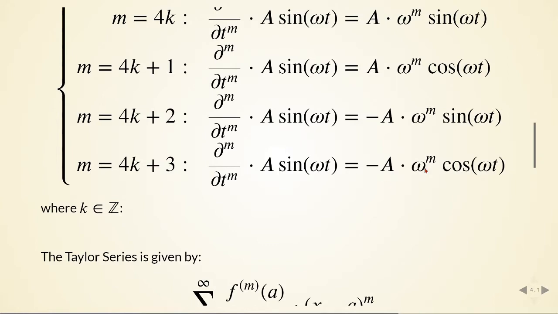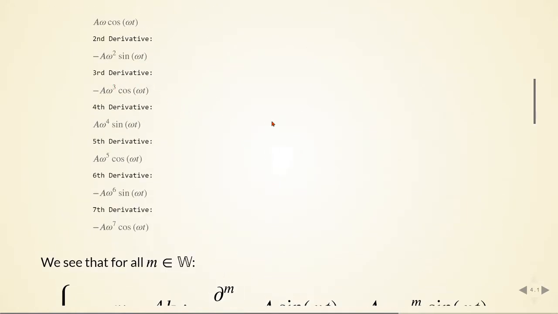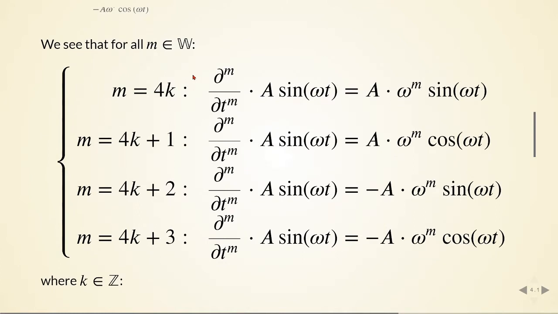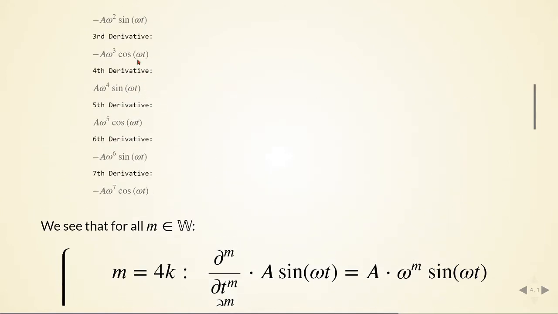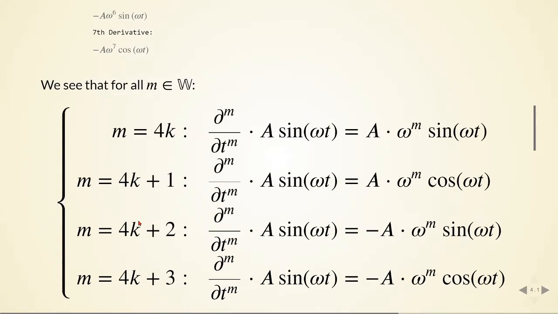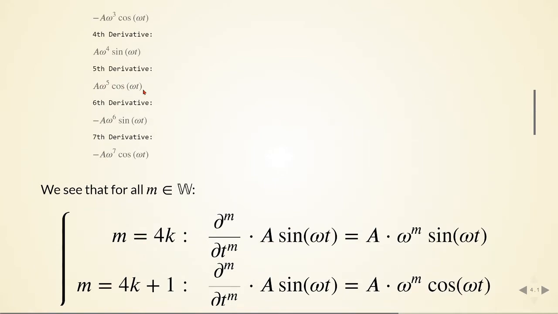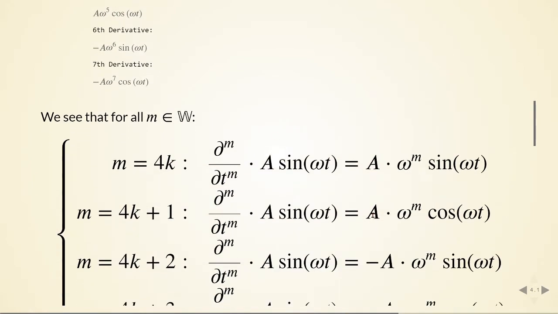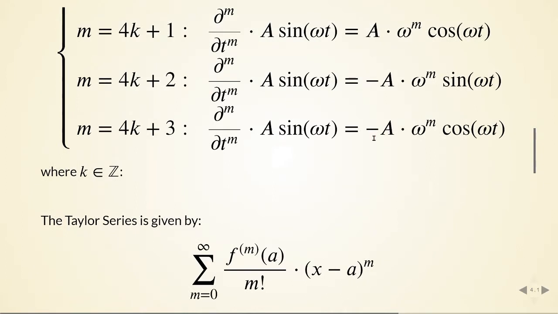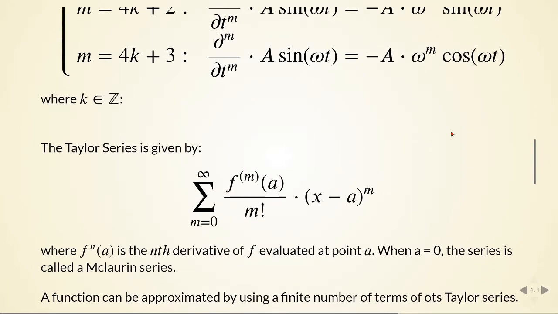Then we have k equals to 0, but m is equal to 3, so it's the third derivative, and we have this minus omega to the power of 3, and we have the cosine. And then k goes to 1, and we have m equals to 4, so it's the fourth derivative, omega to the power of 4. And then we have m equals to 5, k is still 1, we have the fifth derivative, and then we have the cosine, and so on and so forth. So we see this, that we will use this when we implement this Taylor series.